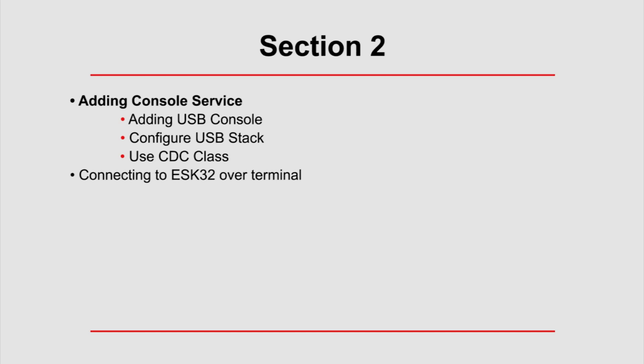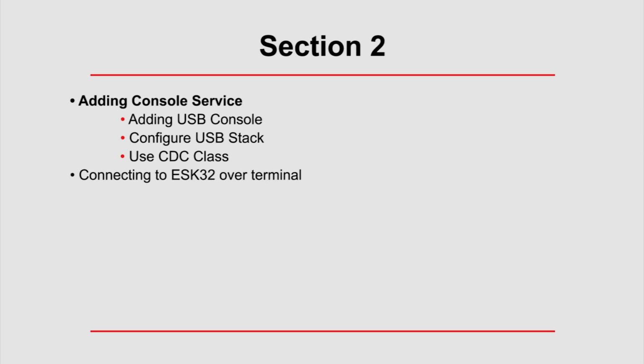Now in section 2, we will be adding the console service. So we'll add the USB console, and we'll also configure the USB stack to provide the proper descriptor for that CDC class. And then we will be connecting to the PIC32 over a terminal application running on my computer.